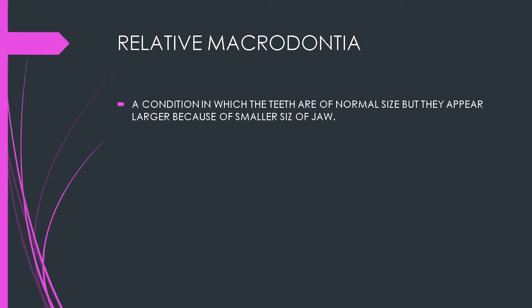The other type is relative macrodontia. It basically means a condition in which the teeth are of normal size in every dimension, in height, width, and depth, but they appear larger because of the smaller size of the jaw. So this is relative macrodontia.